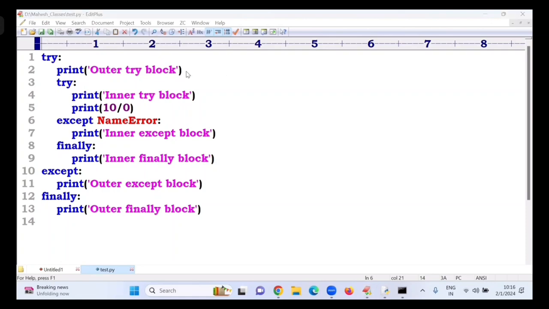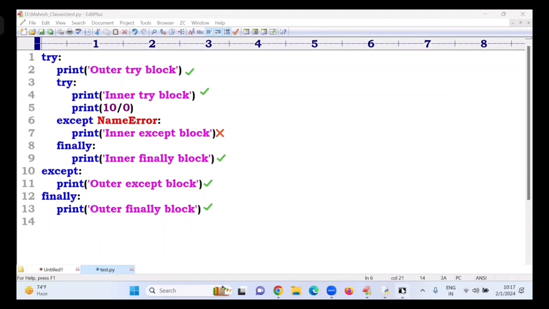Outer try block, inner try, inner except. No. Inner finally, outer except. It will execute because it is a default except block. Just now I'm telling that the inner except block is not able to handle your error. Who is responsible? Outer except will take care. Outer except is the default. Anything will be handled. So outer try, inner finally, outer except, outer finally.